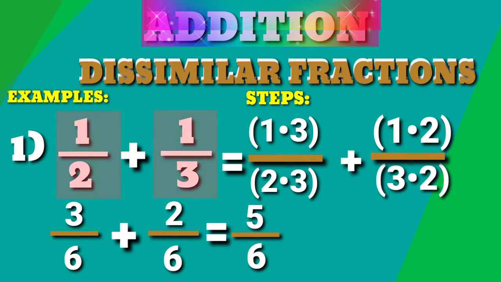Para ma-add ang dissimilar fractions na 1/2 plus 1/3, gawin mo itong similar fraction. Ang 1/2, multiplyan mo ng 3/3, plus ang 1/3, multiplyan mo ng 2/2. Then, simplify. 1 times 3 equals 3, divided by 2 times 3 equals 6, plus 1 times 2 equals 2, divided by 3 times 2 equals 6.